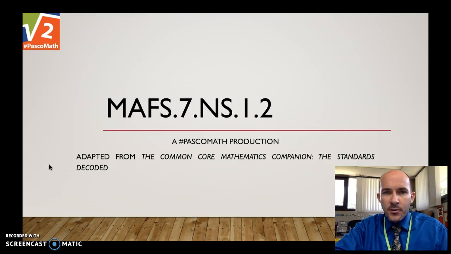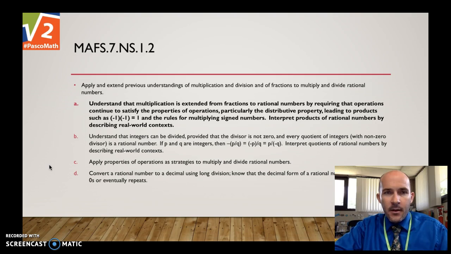Today we're going to explore 7.NS.1.2 Part A. So 7.NS.1.2 says apply and extend previous understandings of multiplication and division of fractions to multiply and divide rational numbers. Part A specifically says understand that multiplication is extended from fractions to rational numbers by requiring that operations continue to satisfy the properties of operations, particularly the distributive property, leading to products such as -1 times -1 equals 1, and the rules for multiplying signed numbers.